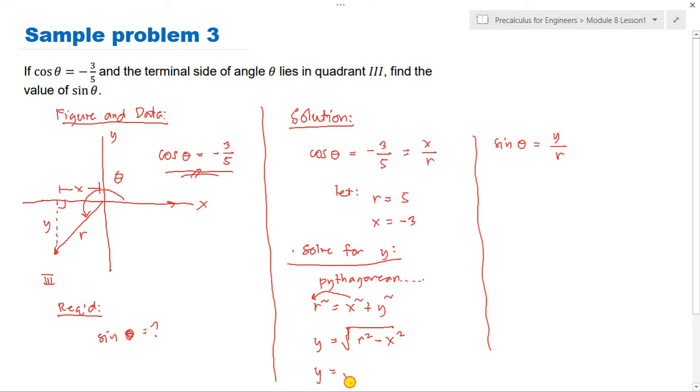That is y is equals to the square root of r squared, that is 25, minus x squared, negative 3 squared, that is positive 9 na. Okay, so answer is square root of, pila mo siya? This one is 16. Now, y is equals to positive or negative 4, right?